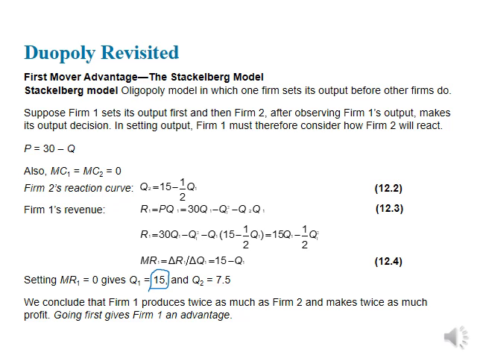And now that firm 2 knows firm 1 is going to produce 15, they don't want to flood the market. Firm 2 is producing 7.5. In other words, firm 1 is producing twice as much as firm 2 and makes twice as much profit. Going first gives firm 1 the advantage.